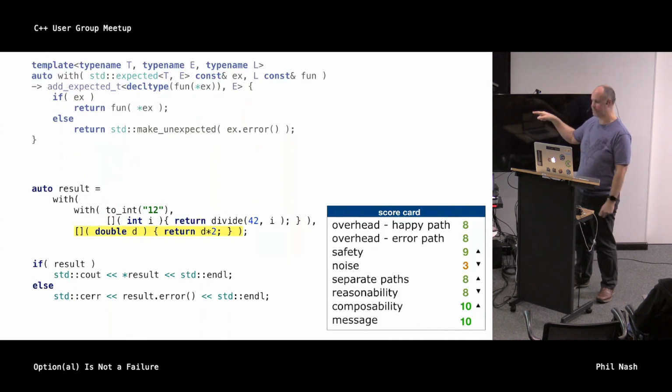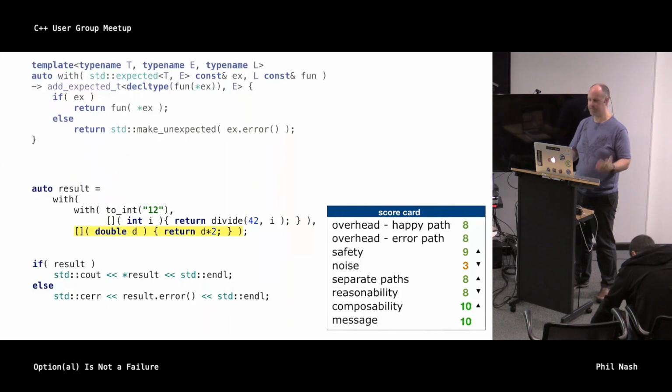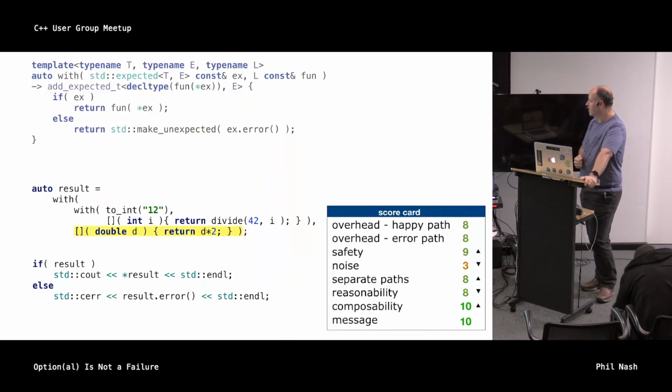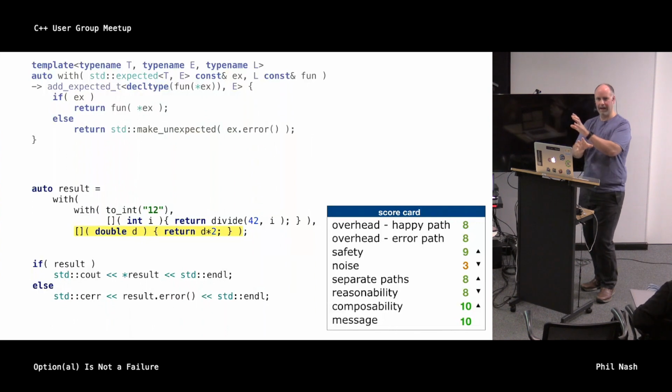I think it is safer because we have removed most of the moving parts and we're not having to do the dereferencing ourselves. That's done for us. But it's still pretty noisy. We are starting to see separate paths emerging though, because now most of this is at the happy path and the error handling has been shunted off to the end. So it's got something going for it. But it's got a good composability score because that's basically how this is working. Everything is composing.